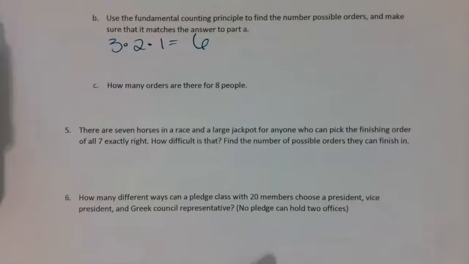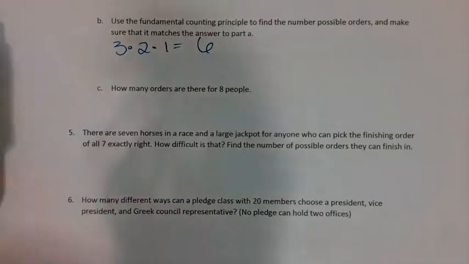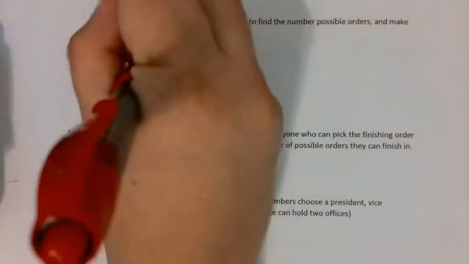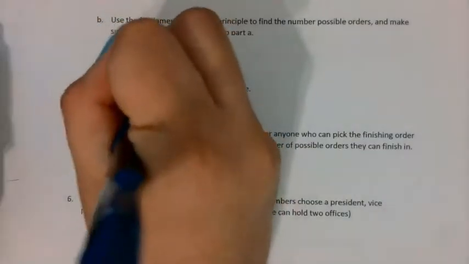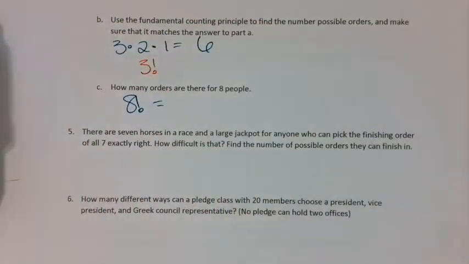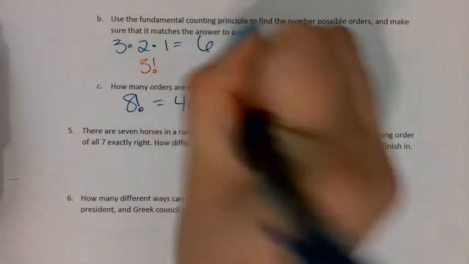It wants me to do the same thing for 8 people. One thing I want to point out on part B is this is the same thing as 3 factorial because that's 3 times 2 times 1. So if I want to do the same thing but I have 8 people, I need to do 8 factorial and then I type that into my calculator, which we did on the front side and got 40320.